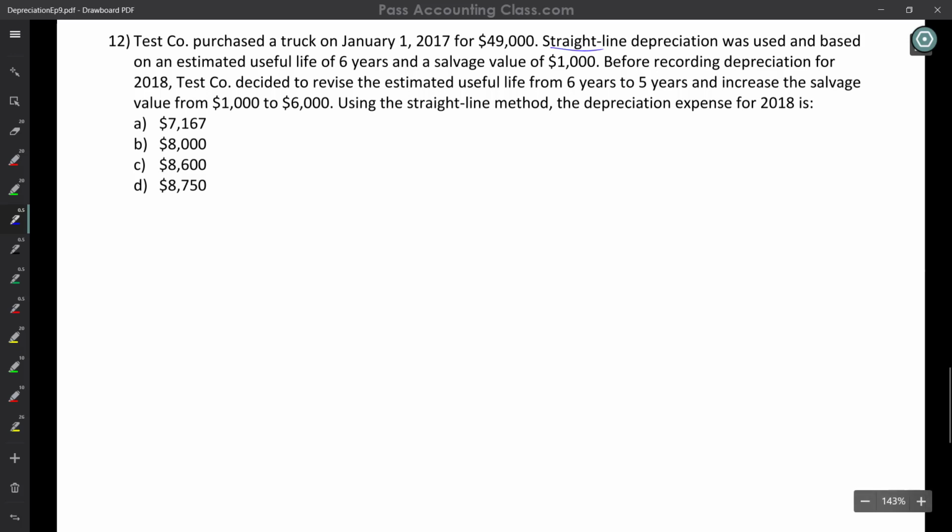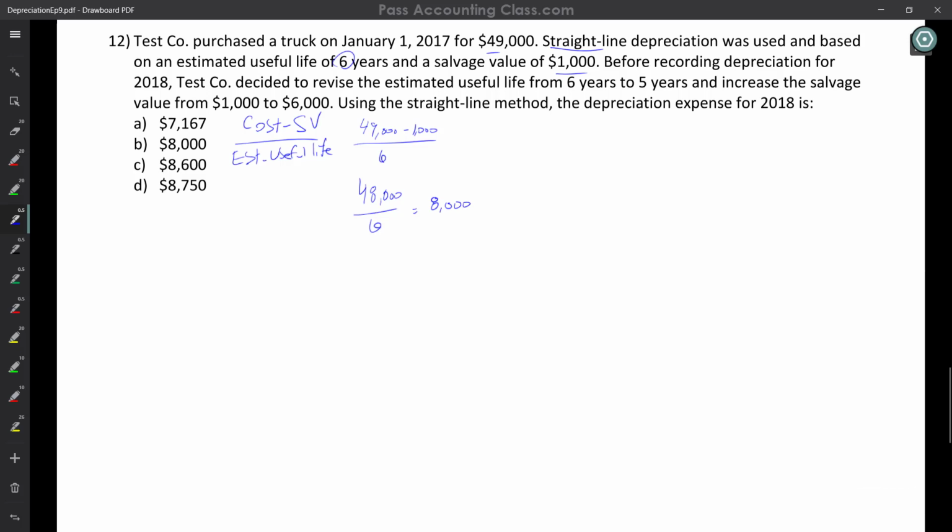So we're using the straight line method, so that's going to be cost less salvage value divided by the estimated useful life. And so that's going to be 49,000 less 1,000 divided by 6 years. So that's 48,000 divided by 6, and that leaves us with 8,000. So 8,000 is the annual depreciation expense.